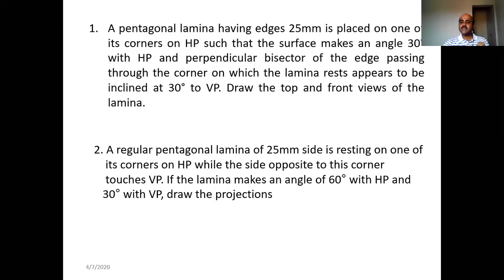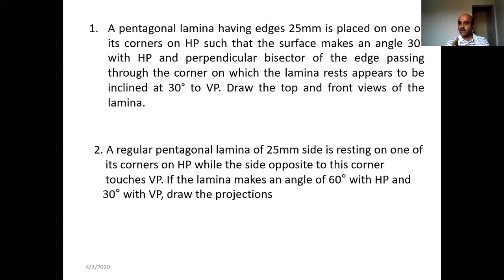But here he has given it to confuse you; we consider it superfluous data. There is no need to show 30 degrees with respect to VP, because the lamina is already inclined to HP at 60 degrees, which means it is inclined to VP at 30 degrees only. So no need to show that separately. The only conditions we are supposed to satisfy here are, please remember: the lamina should rest on HP on the corner, which can be shown in the initial position. In the second position, we have to tilt the lamina with respect to HP by an angle of 60 degrees.